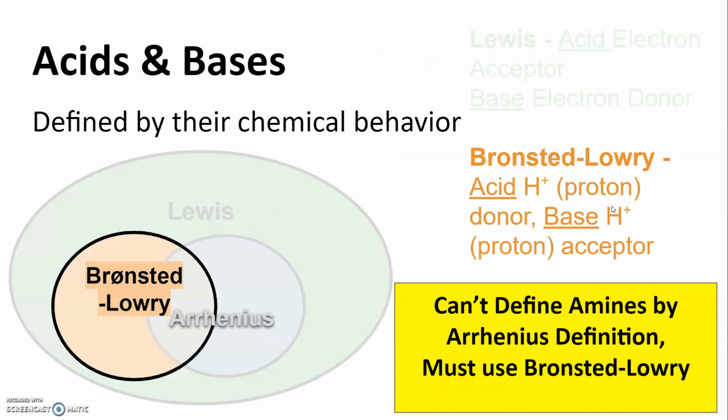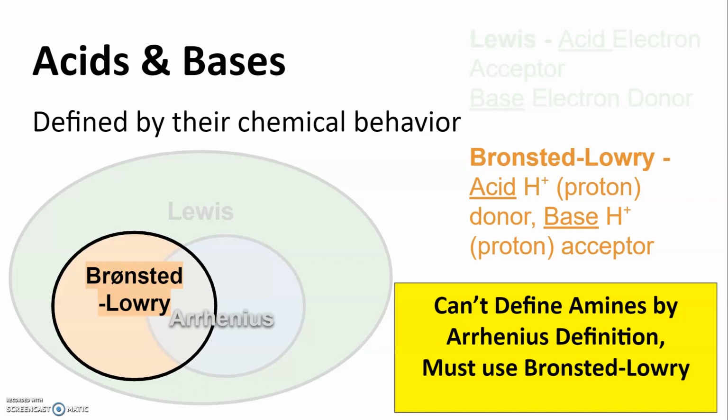So since we can't define amine by the Arrhenius definition, we use what's called the Bronsted-Lowry definition for amines, like what makes an amine a base. In a Bronsted-Lowry definition, the acid is a proton donor. So during a reaction, it will donate a proton.